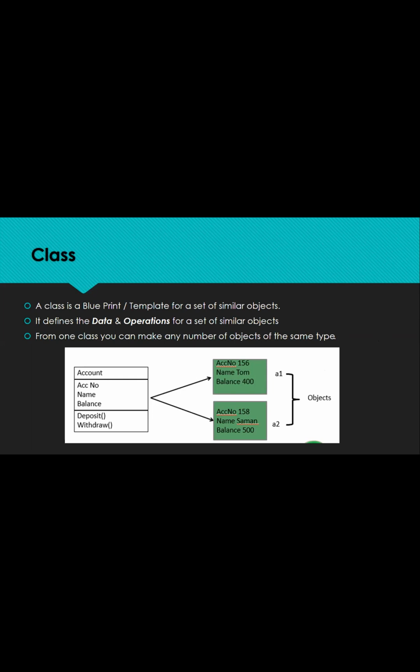All the chocolates have the same structure, the same flavor, everything is the same, but they are different objects, like you will have many more chocolates, isn't it? So that's what they have explained over here. From one class you can make any number of objects. Okay, am I clear?